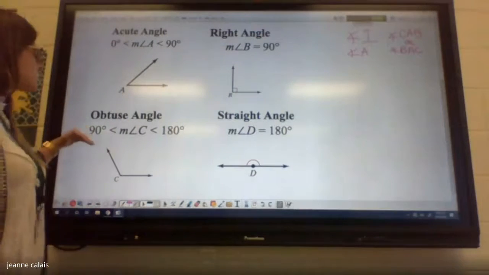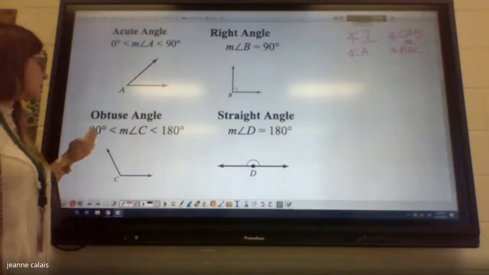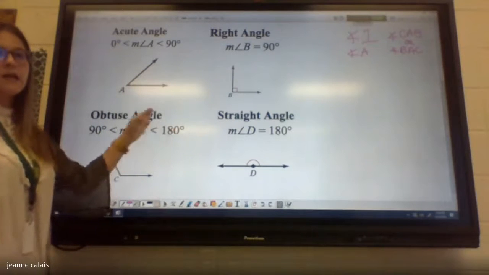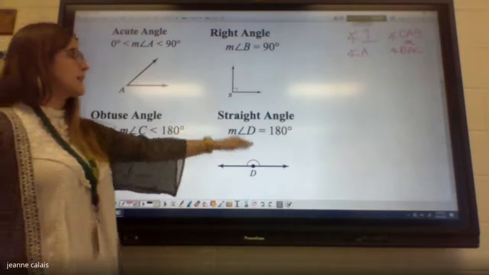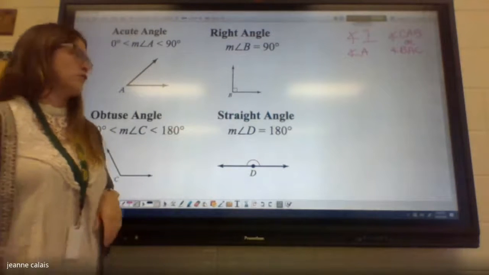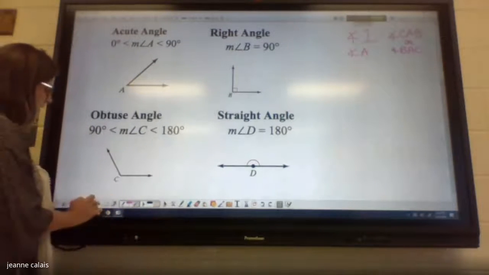All right, then we have obtuse. Obtuse angles fall between 90 and 180. It cannot be 180 degrees because then it would be a straight angle, which measures exactly 180.